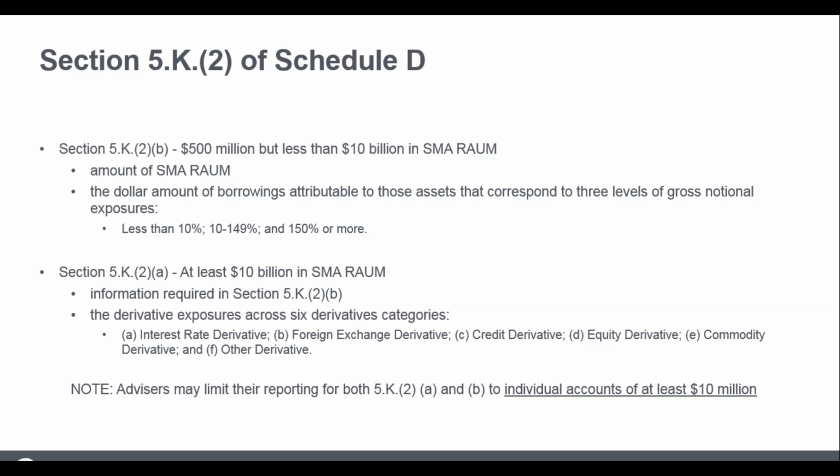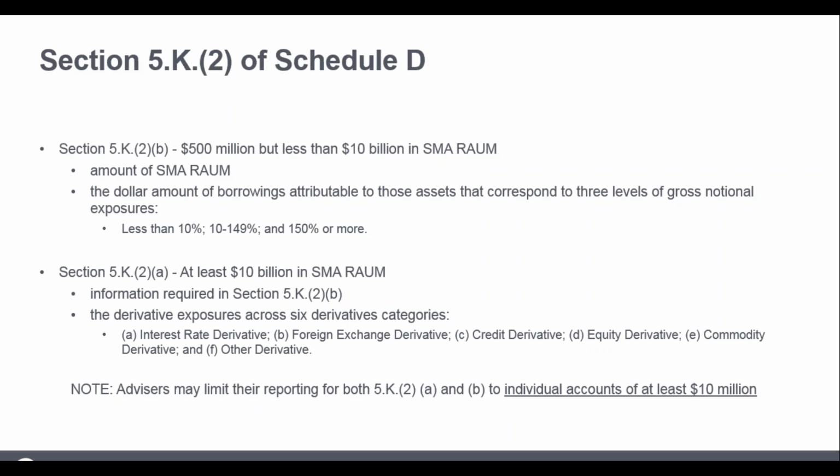If you have at least $10 billion in managed account RAUM, you're going to have to complete section 5K2A, which basically includes the same information that's asked for in 5K2B, but in addition, you're going to have to disclose the derivative exposure across 6 derivative categories. And it's important to note here that you can limit this reporting to individual accounts of at least $10 million. That's a pretty low threshold, particularly in the private fund space, but you do want to take that into account as you're filling out the ADV.